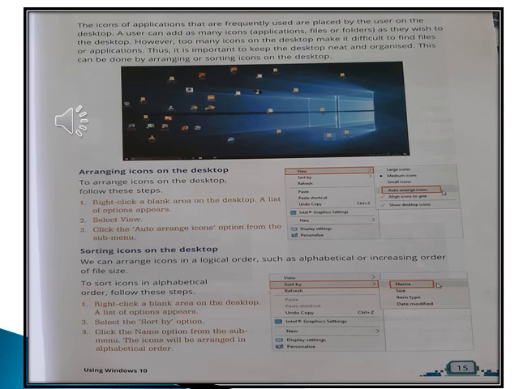We can arrange icons in a logical order such as alphabetical or increasing order of the file size. To sort icons in alphabetical order, follow these steps. First one is right-click a blank area on the desktop. A list of options appears. Second is select the sort by option and then click the name option from the submenu. The icons will be arranged in alphabetical order. So by following these 3 steps, we can sort icons on the desktop.